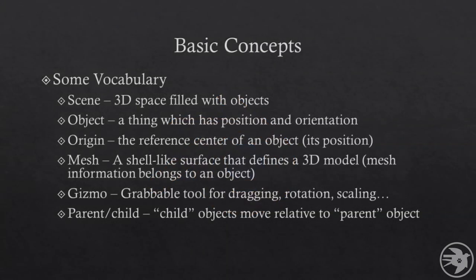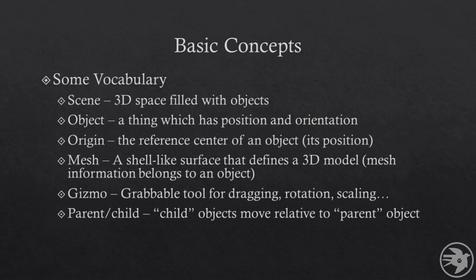So some basic vocabulary to go over, maybe if you're not as familiar with some of these words and what they mean. These are the technical meanings of these words in 3D modeling. A scene is any 3D space filled with objects. If you're just creating a basic animation, you'll probably only have one scene, whereas if you're creating a 3D movie with multiple scenes, you'll have to manage different scenes, different setups of 3D objects in your world.